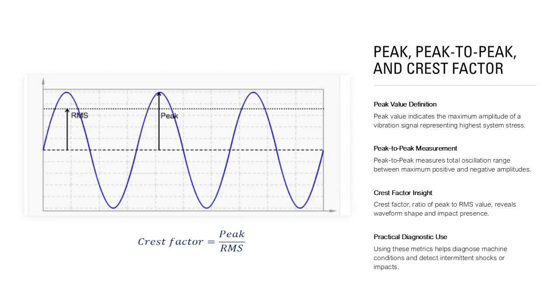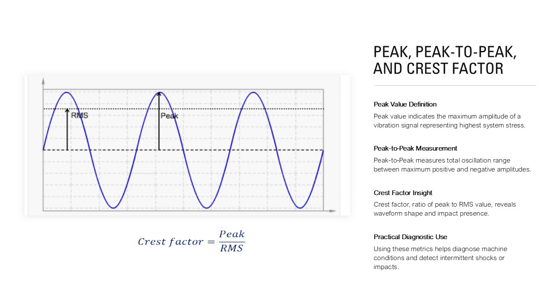Peak value represents the maximum amplitude of a vibration signal, indicating the highest stress experienced by the system. Peak-to-peak measures the total range of oscillation by calculating the difference between the maximum positive and maximum negative amplitudes. This metric is useful for understanding the full extent of vibration excursions.